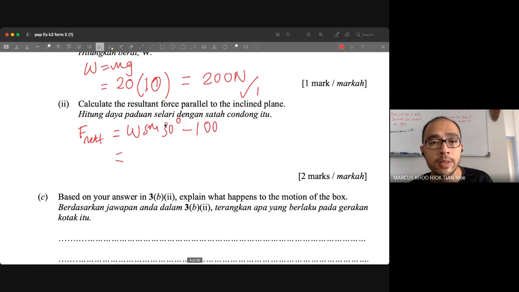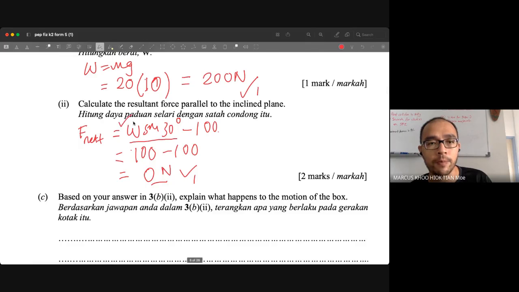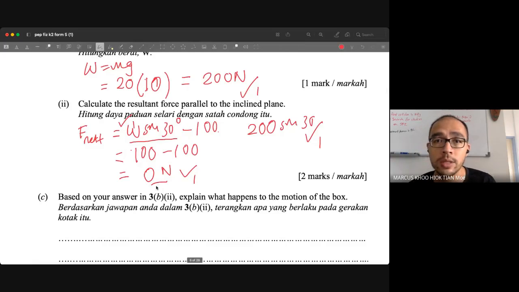And we find that W sin 30 is 200 sin 30, which is 100, minus 100. So the net force is actually 0 Newton. 1 mark over here, 1 mark for W sin 30. Actually, W sin 30 is also okay, but it should be 200 sin 30. With 200 sin 30 I give 1 mark. Then 1 mark for 0 Newton.